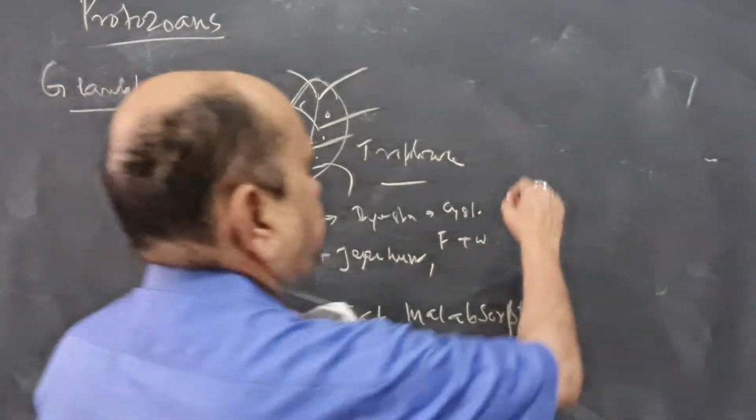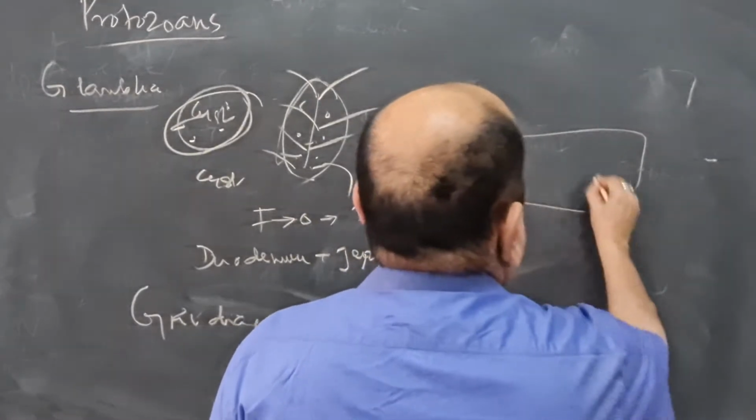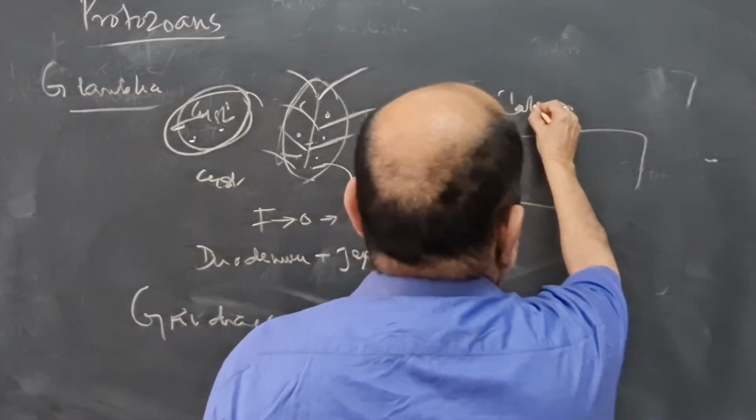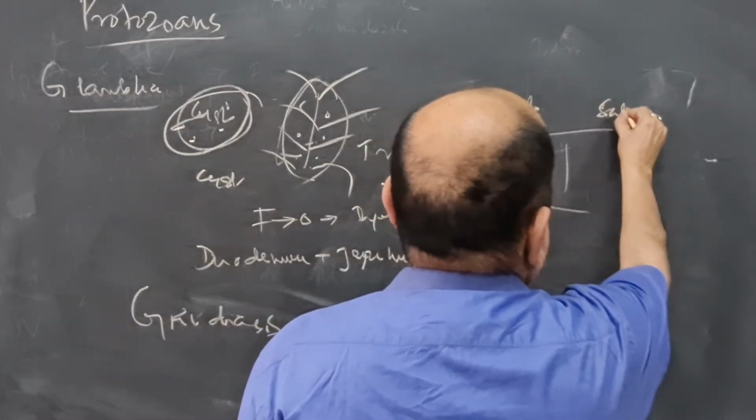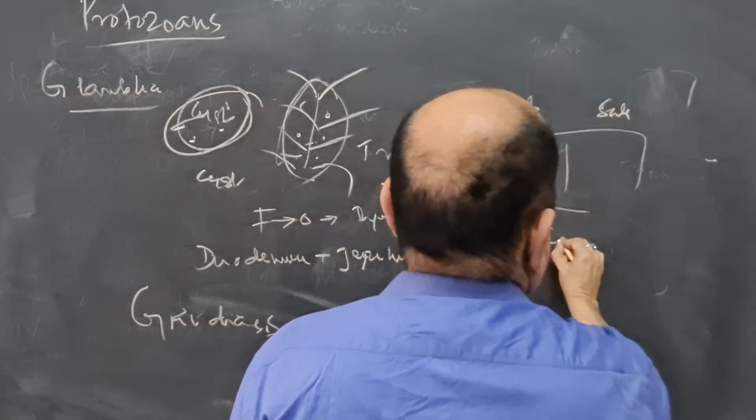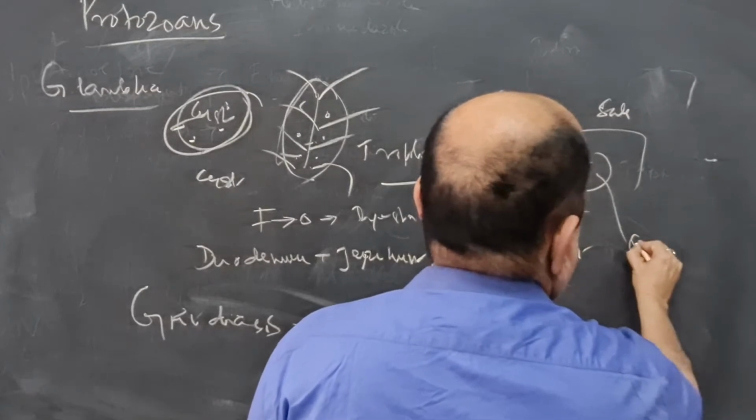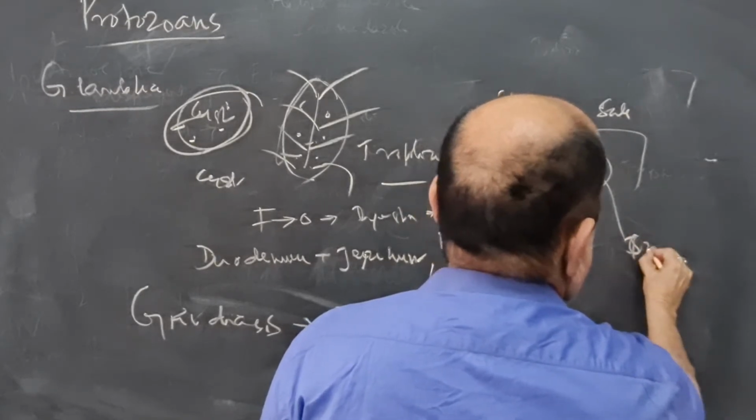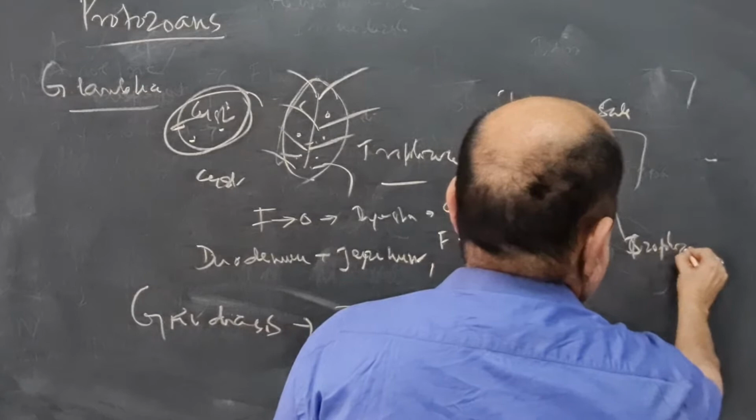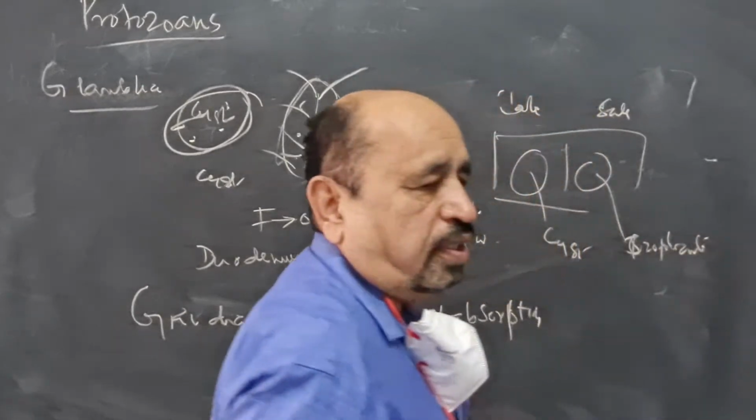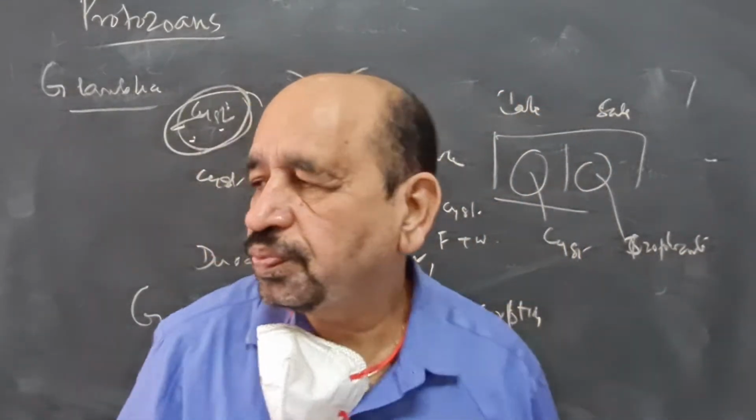Again, laboratory diagnosis is done by iodine and saline. Iodine for the cyst, saline for the trophozoite.